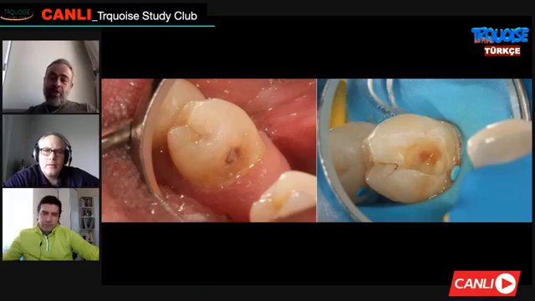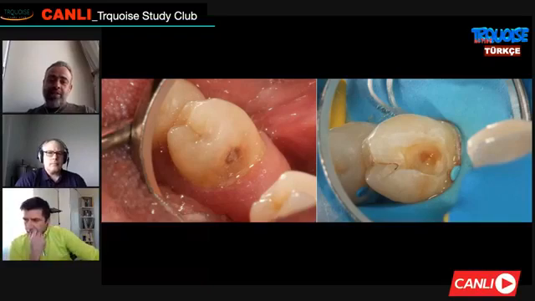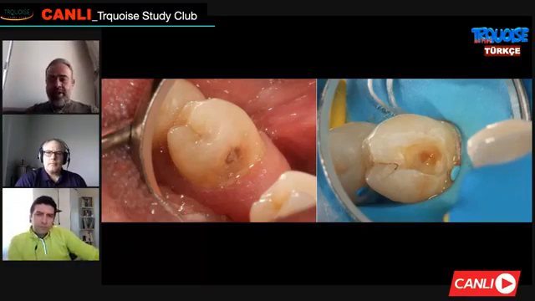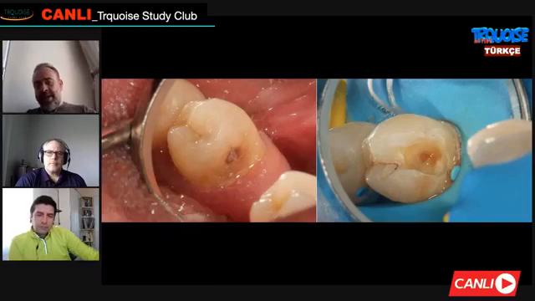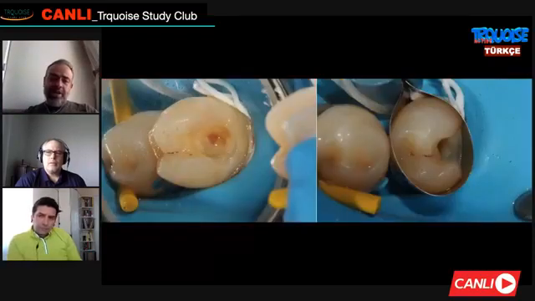So I need to follow the caries lesion, not a certain shape. I don't have a certain shape for the cavity that I'm preparing for the posterior. So I'm just following the direction of the caries lesion here. And after drilling, I'm a little bit close to the pulp.